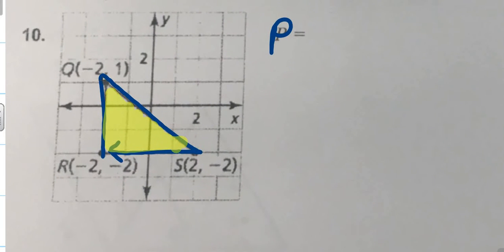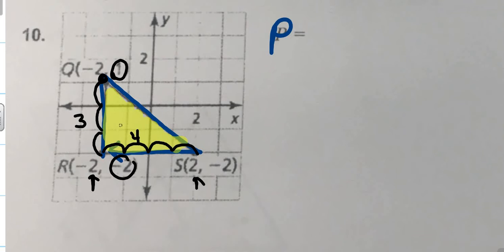This length right here, because it's vertical, you can simply count the units. 1, 2, 3. That's 3 units. I'm going from +1 down to -2. That's 3 units. This way, we just count 1, 2, 3, 4. We're going from -2 to +2, therefore that's 4 units.